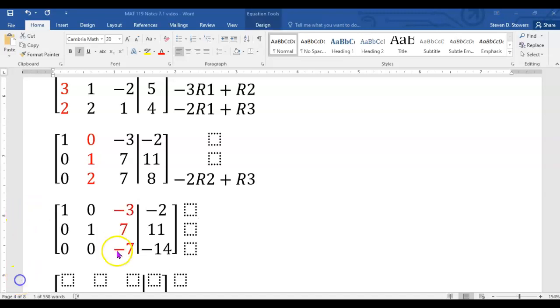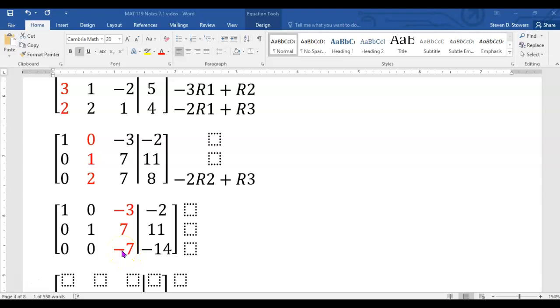the third column. So right now the third column has a negative 3 and a 7 and a negative 7. But what I want it to have is a 1 down here on the bottom row, because that's going to be the leading one of row 3. And I want it to have zeros everywhere else in rows 1 and 2. So first I focus on getting the 1 in place. Right now there's a negative 7 down here.